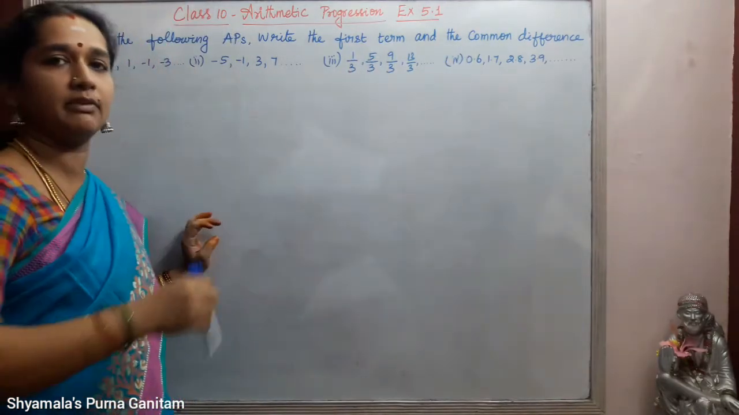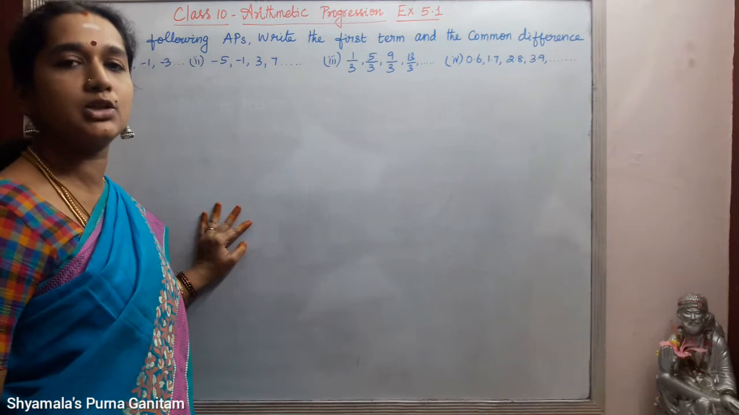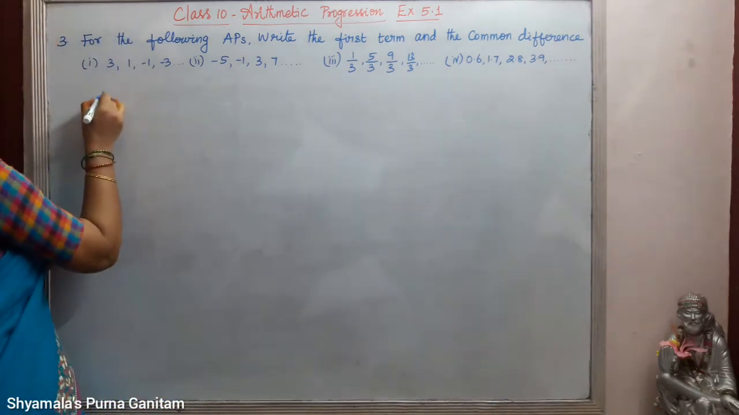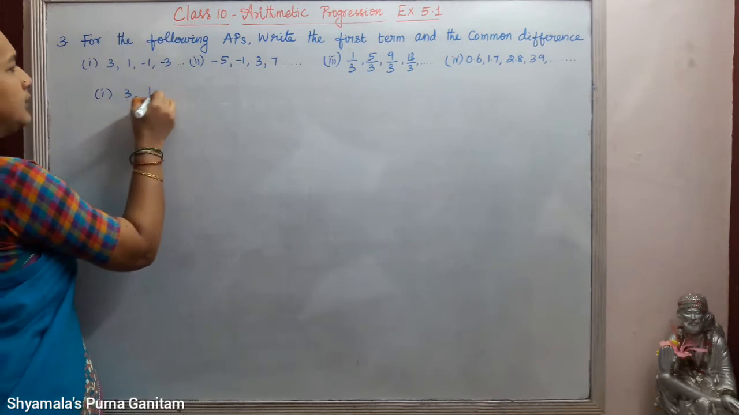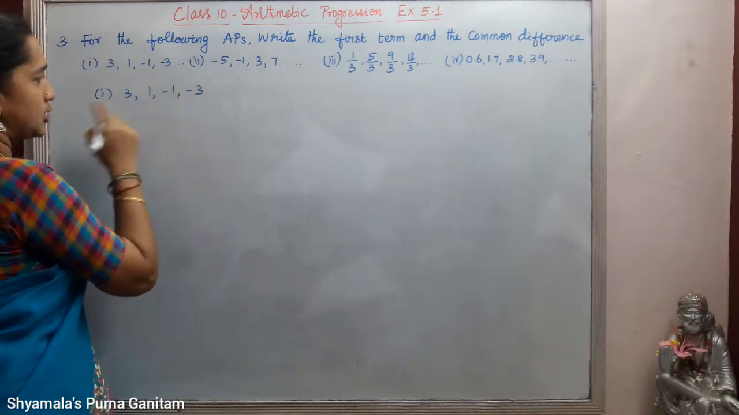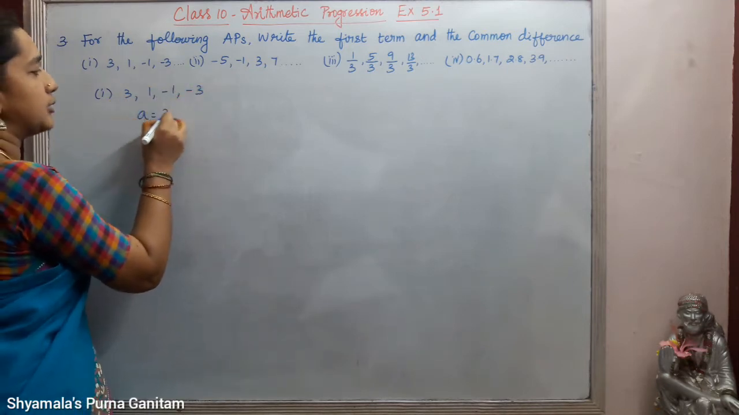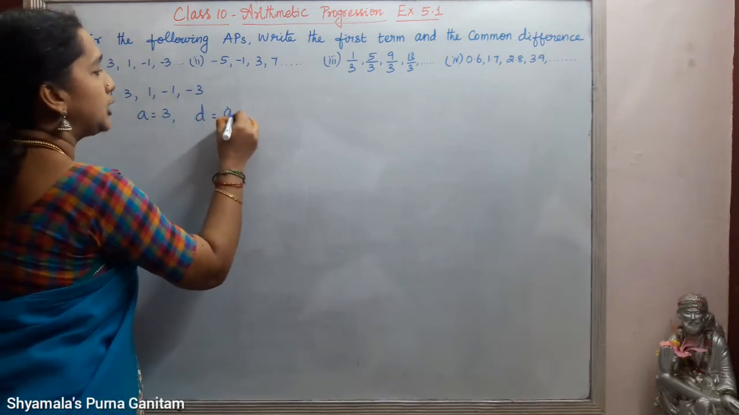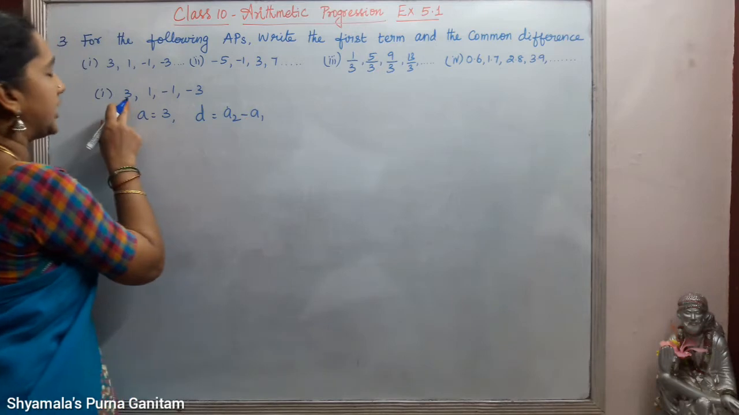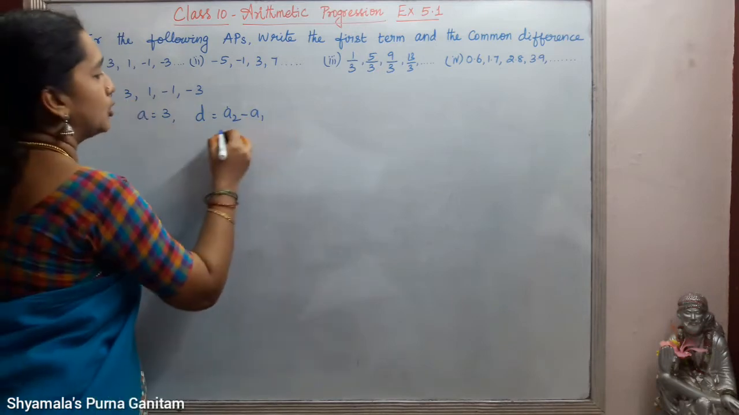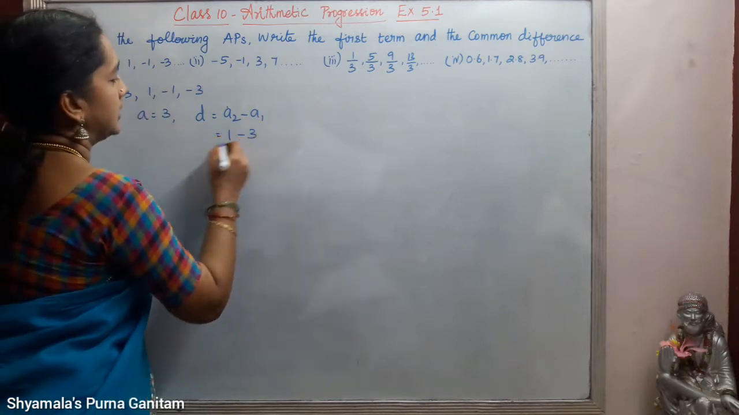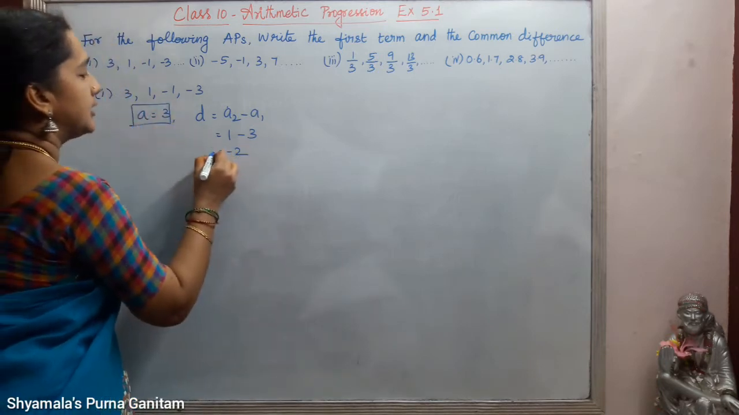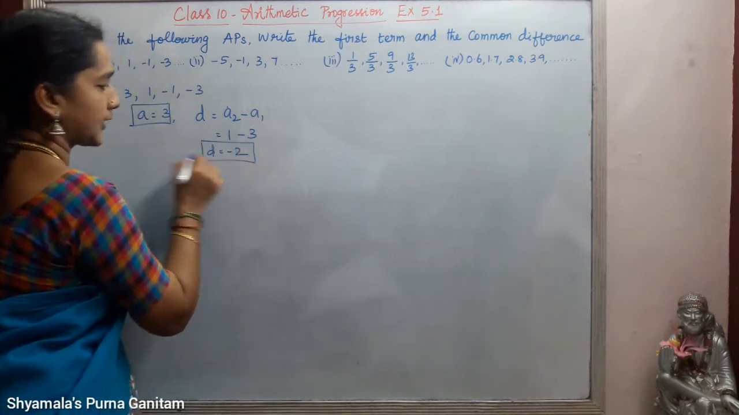So 4 sums are given. For all these we are asked to find the first term and the common difference. The first one is 3, 1, minus 1, minus 3. So A is the first term, A is equal to 3 here. And the common difference D is A2 minus A1, where A2 is the second term. So 1 minus 3, the difference is minus 2. So A is 3 and D is minus 2.